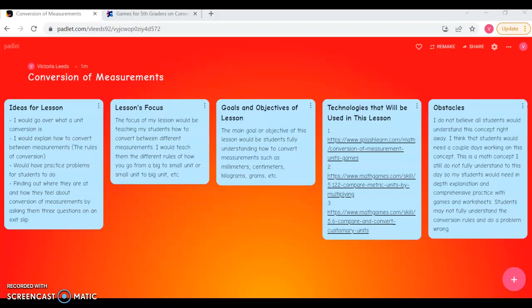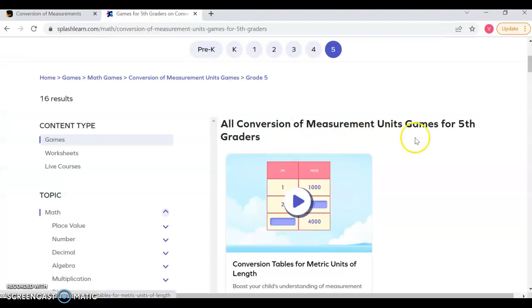So the technology that I chose to enhance my lesson was SplashLearn. On SplashLearn, it ranges from pre-K to fifth grade. So there's multiple conversion games. So if the students finish one game, they can move on to another. And the examples of games are conversion tables and converting metric units of length.